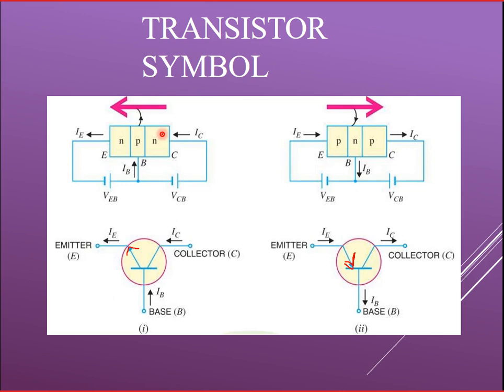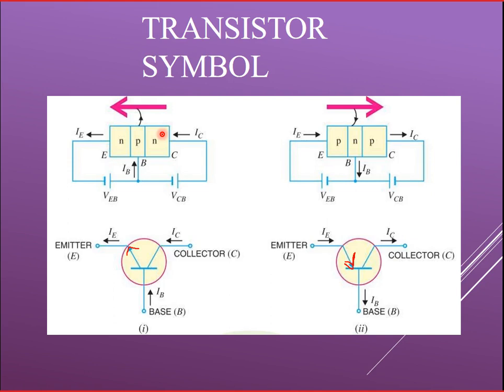Insulator, what is the resistance for the insulator? Whether high or low? What is the resistance for an insulator? High or low? Right, high. So that's why there is no conduction. If resistance is less, conduction will occur.